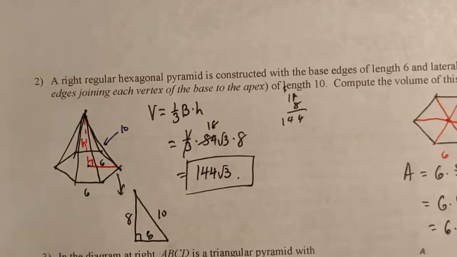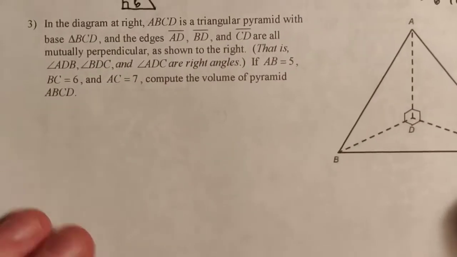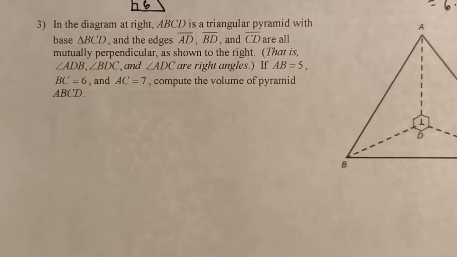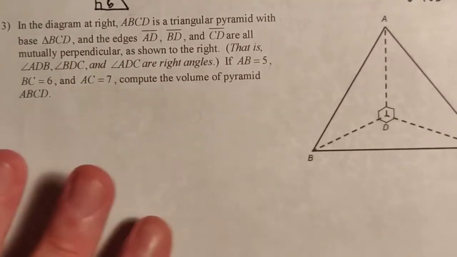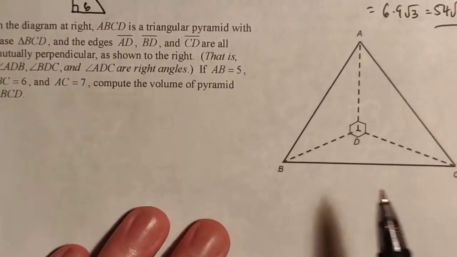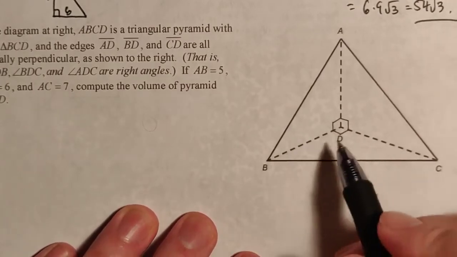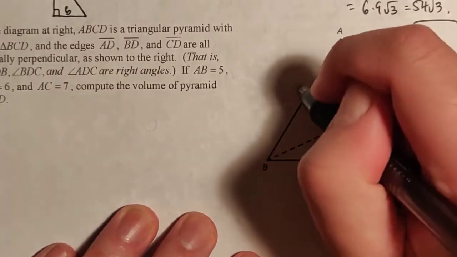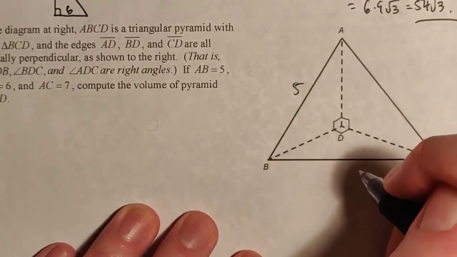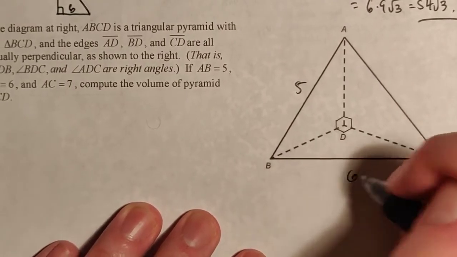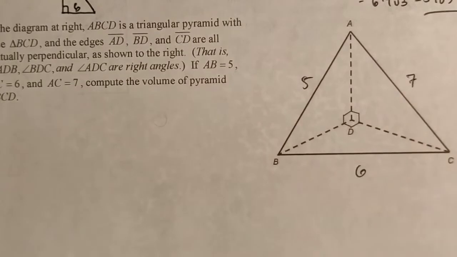Okay. Now, this problem here comes to us from a contest. So we have a diagram here. We have a triangular pyramid with base BCD, and the edges are all mutually perpendicular to one another like this, which is the most important part here. All these are right angles here. So we have AB is 5, BC is 6, and AC is 7 here. We want to determine the volume of the pyramid.